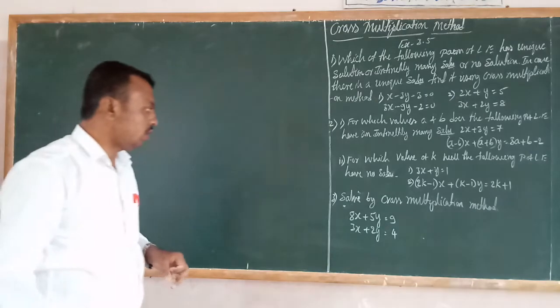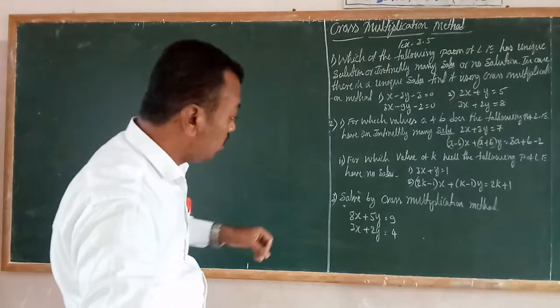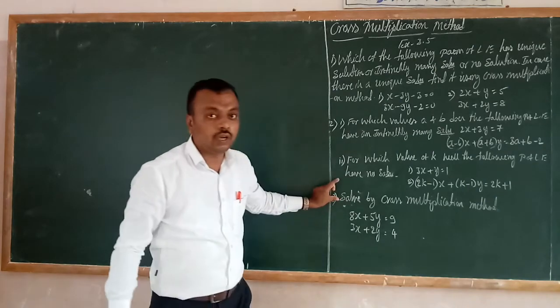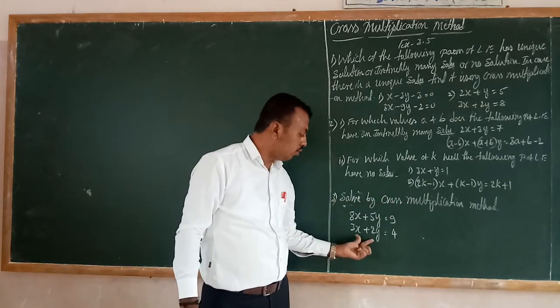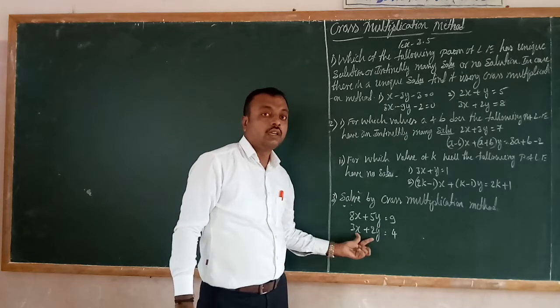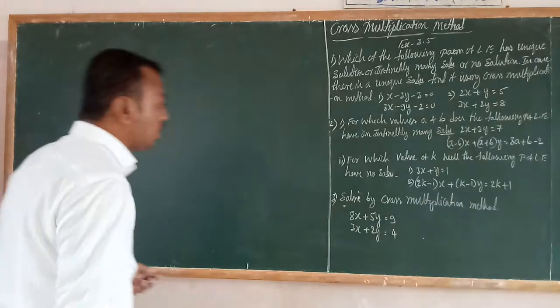What is question number 3? Solve by the cross multiplication method and also the elimination method. We have to solve it by both methods. I will not write the elimination method here, I will only solve the cross multiplication method. The elimination method you have to solve at home. So directly I will go to the cross multiplication method.